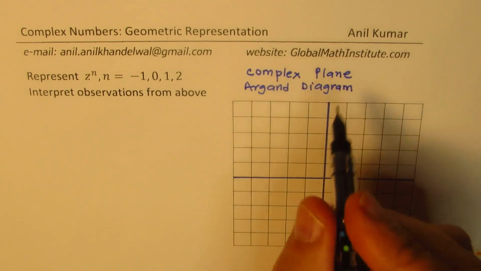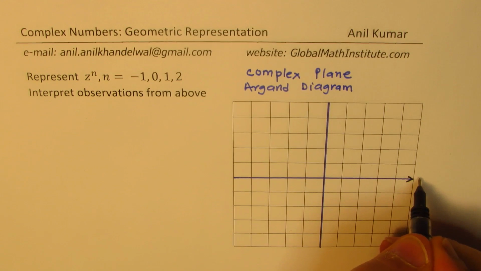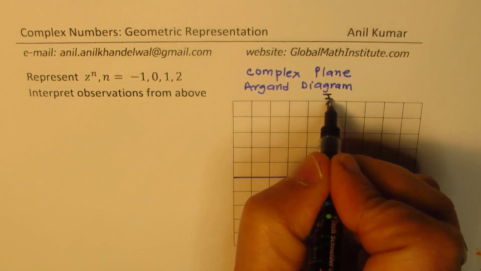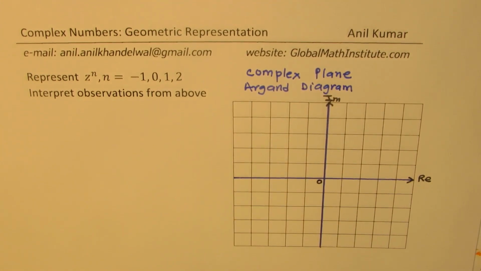Now, on the complex plane, we have a real axis and an imaginary axis. The center will be treated as 0, as we see in the Cartesian plane. So if you compare with the Cartesian plane, the horizontal axis is the real axis and the vertical axis is representing the imaginary numbers.